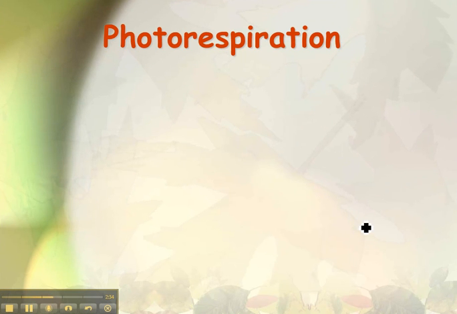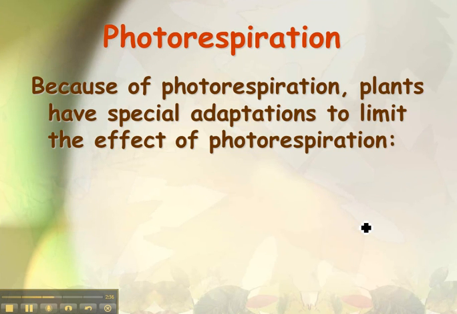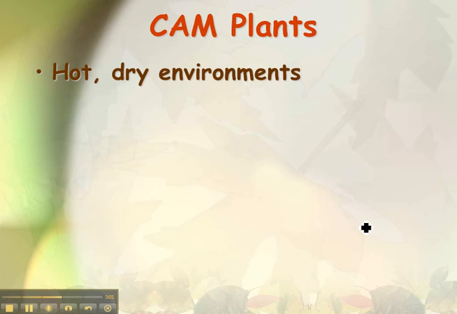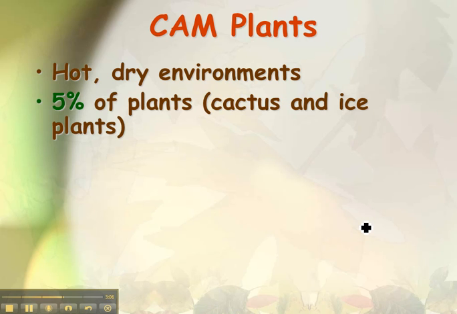Because of this, there are certain plants that live in the desert with all these hot, dry conditions that need some special adaptations to limit the effect of photorespiration. You can't be closed. They need to be able to produce ATP and glucose in order to survive. So there are two different types of plants. One is called C4 plants. The other are called CAM plants. We're mostly going to just talk about the CAM plants. They live in hot, dry environments. So think cactus. This is like 5% of plants, but they're kind of interesting to talk about.